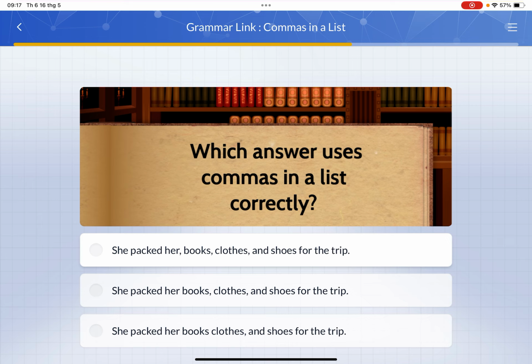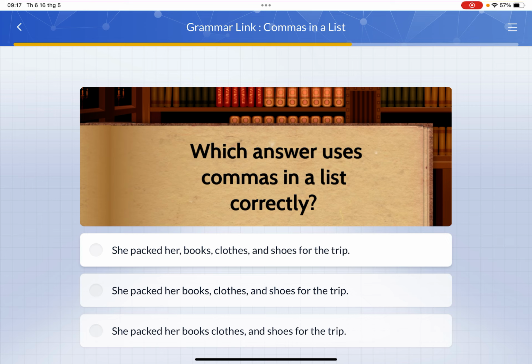Okay, which answer used comma in a list correctly? She packed her book, clothes, and shoes for the trip. Okay, the first choice is, now as you know, we have to see which ones would belong in our series of items here. Books, clothes, and shoes. 3 things.